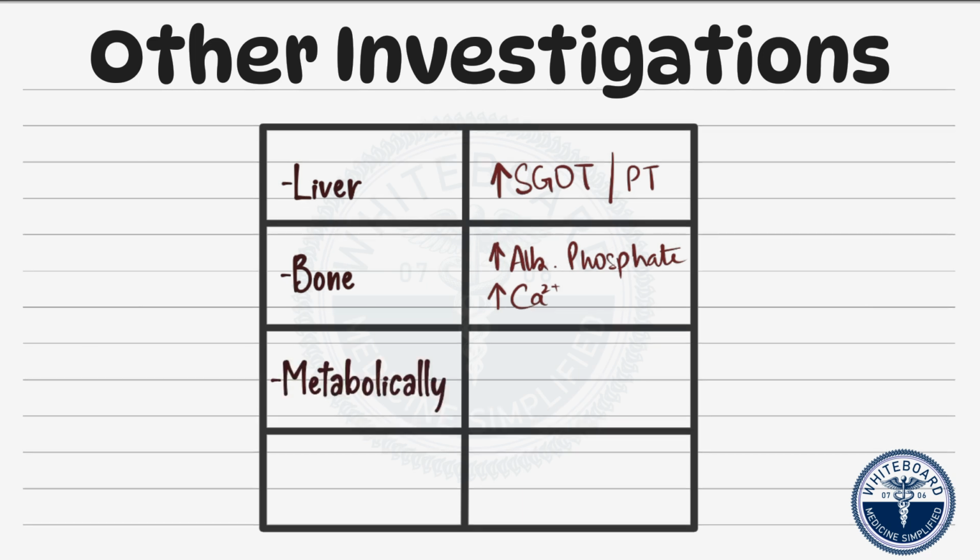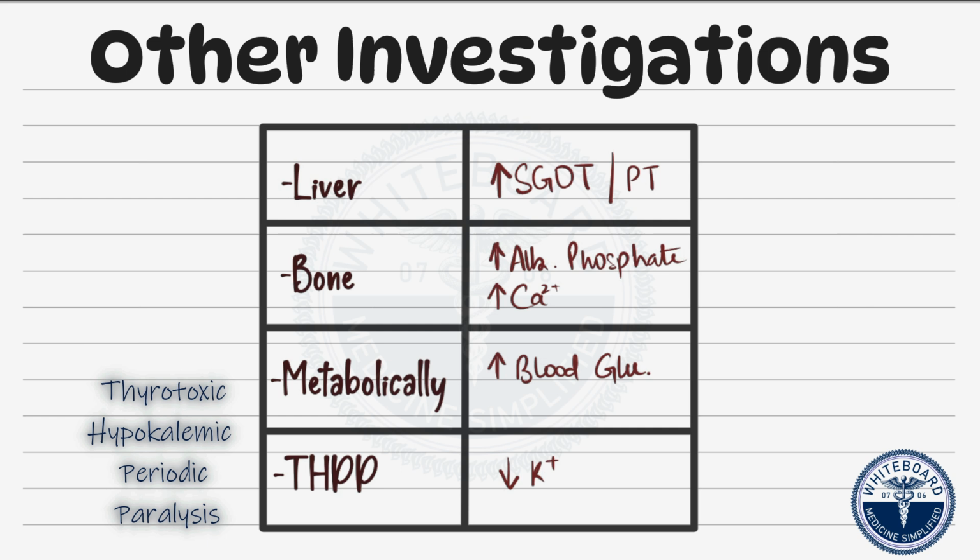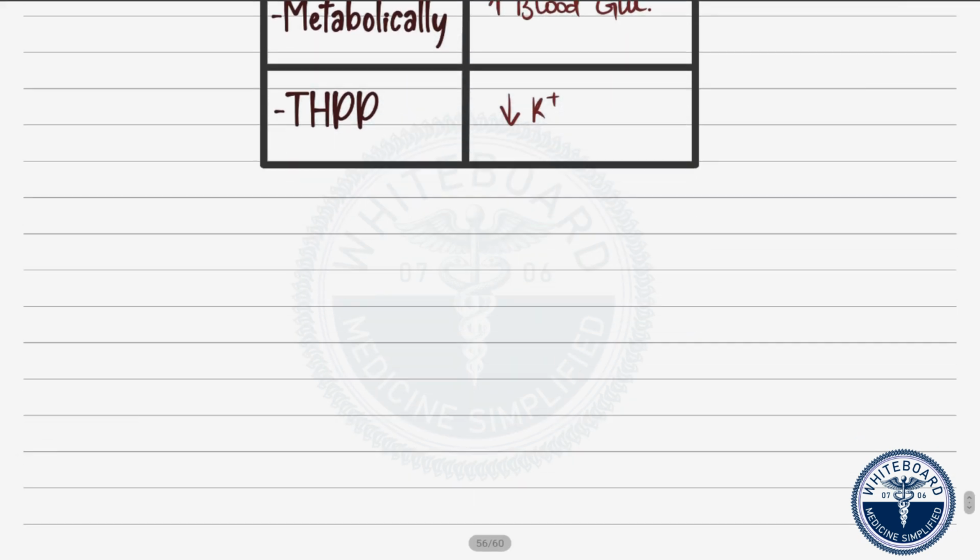The thyroid hormone increases gluconeogenesis and glycogenolysis, so there is increased blood glucose level. There is also a low level of potassium in the blood, which we already discussed in thyrotoxic hypokalemic periodic paralysis. Now, treatment.